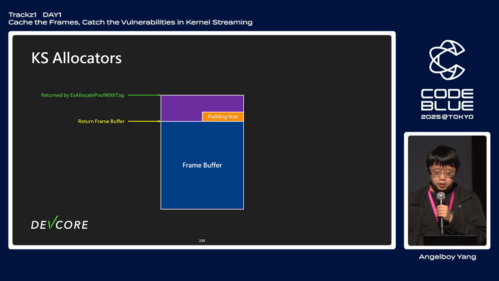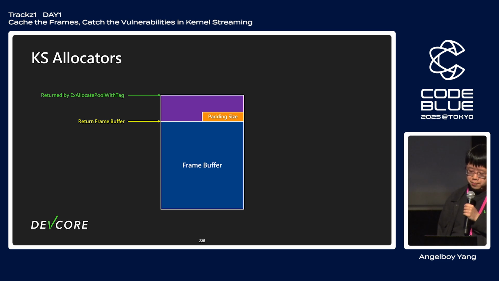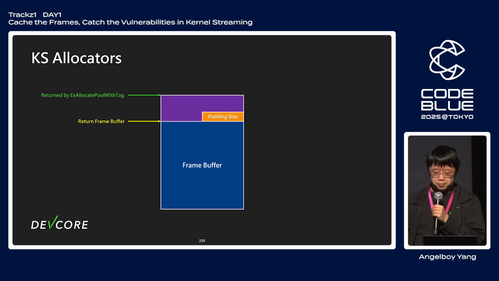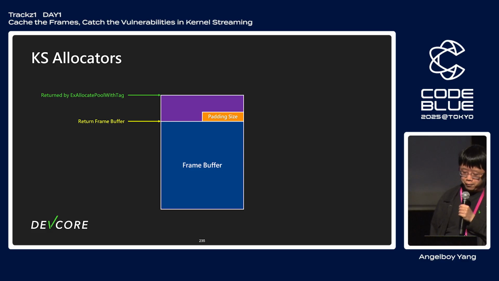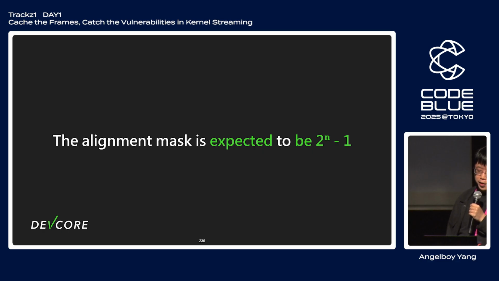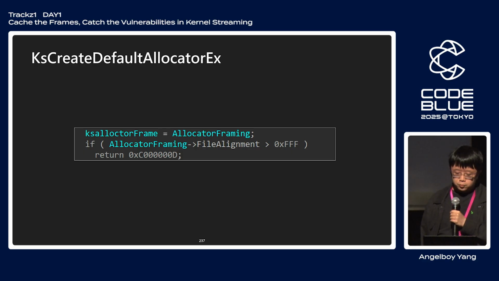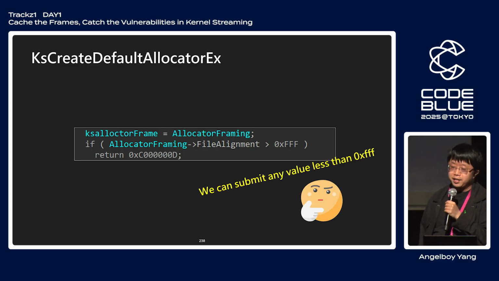As shown in this diagram, the memory layout of the pool looks like this. The purple region represents the padding and the blue region is the frame buffer. The 4 bytes just before the frame buffer are used to store the padding size. Under normal cases, the alignment mask should be a power of 2 minus 1. However, here's the problem. KS only checks whether the alignment mask is greater than 0xFFF. That is, we can submit any value less than 0xFFF.